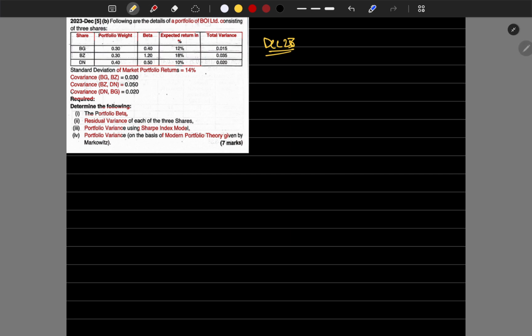It's an easy problem, but they have tweaked it in a different manner. Let's quickly solve the problem. Portfolio beta is the simplest one.